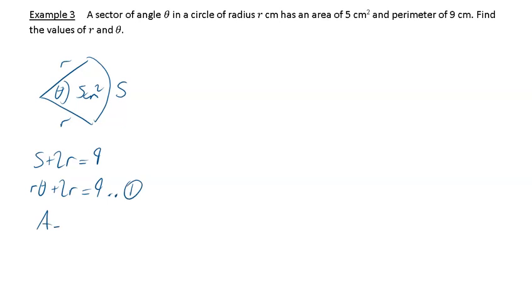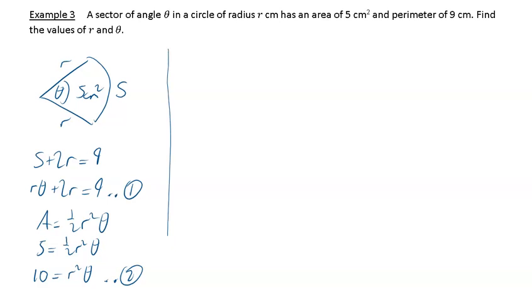We also know your area is equal to a half r squared theta. And we knew the area of the sector was 5. So 5 is equal to a half r squared theta. It's a wee bit awkward to work with, so I'm just going to multiply both sides by 2 to give me 10 is equal to r squared theta, and I'll call that equation 2. So we've got equation 1 and equation 2, so we've got 2 equations with 2 unknowns, so we should be able to solve this from here.